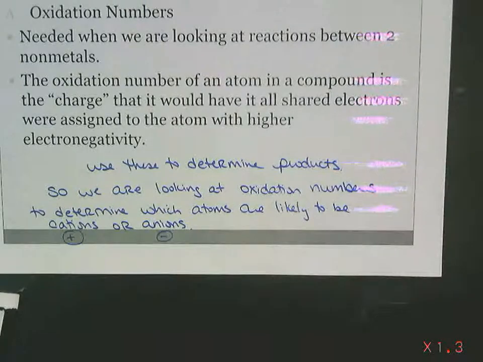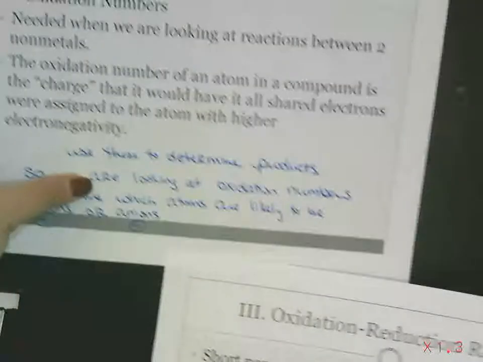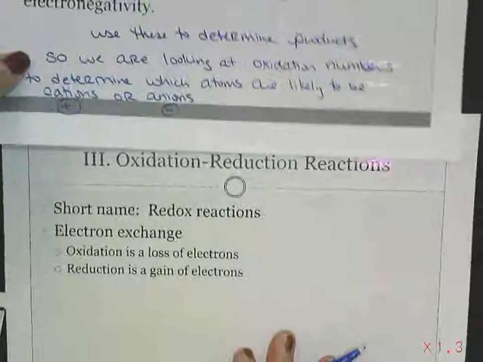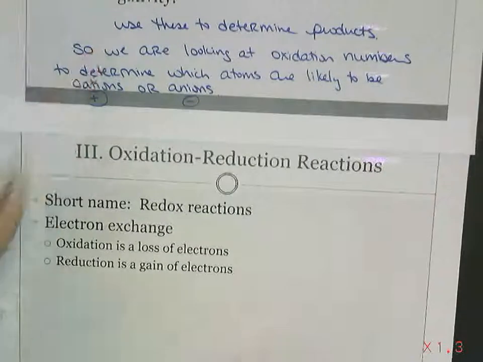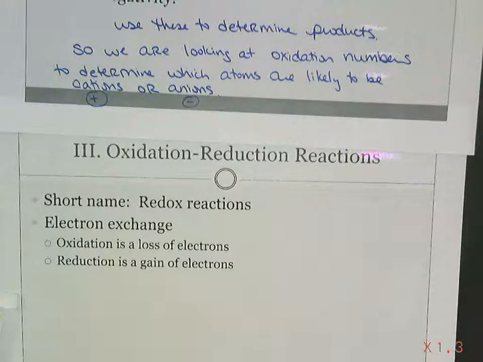So what these reactions are is electron exchange reactions. In order to become an ion, one has to become plus, the other one has to become minus. So the electron has moved from one atom to the other atom.